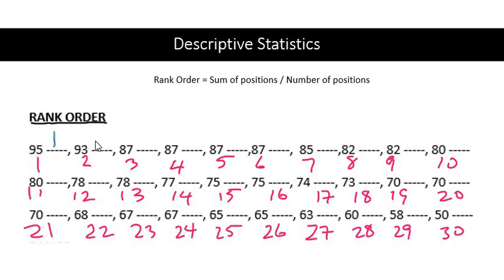What about 93? Is it repeated? No, so it will be 2. What about 87? 87 is repeated, so the rank order of 87 cannot be 3, 4, 5, etc. It would not be the same as the position. So what would we do? According to the rule here, we will find the sum of the positions divided by the number of positions. So we're going to add 3, 4, 5, and 6, because these are the positions for 87.